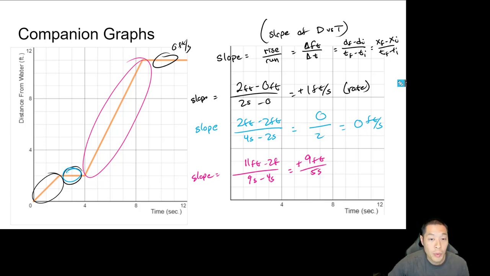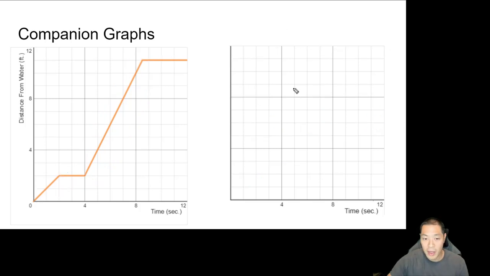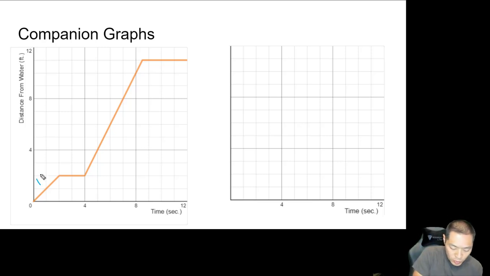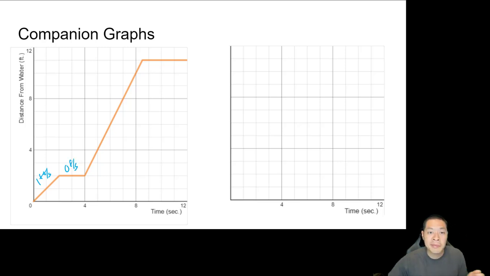All right, so what we're going to do, let me trash all this data. It's the same thing, but now I'm just going to label it a little bit better. From what we previously calculated, this is 1 foot per second. This is 0 feet per second. And this one is 9 fifths feet per second. There we go. And this one is 0.